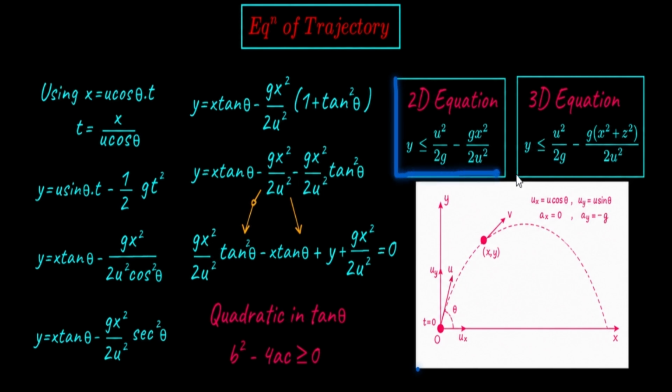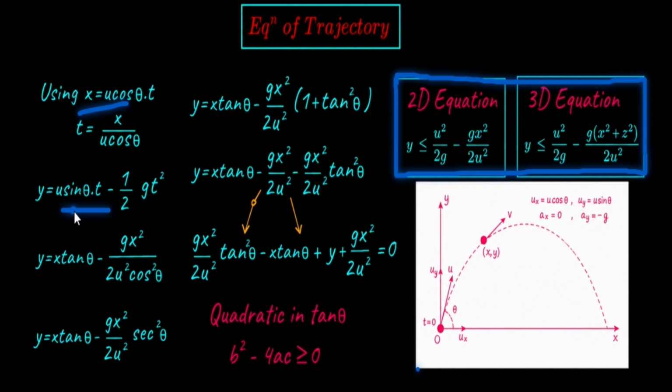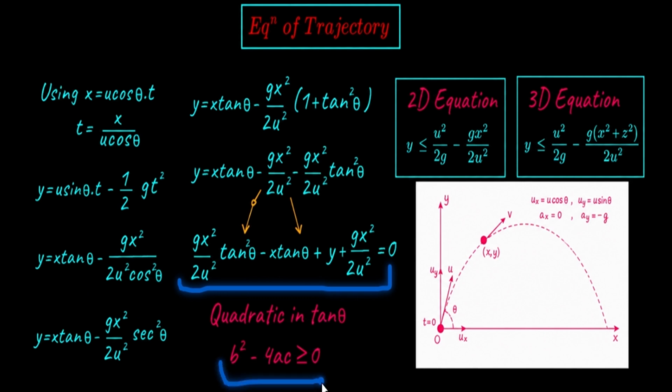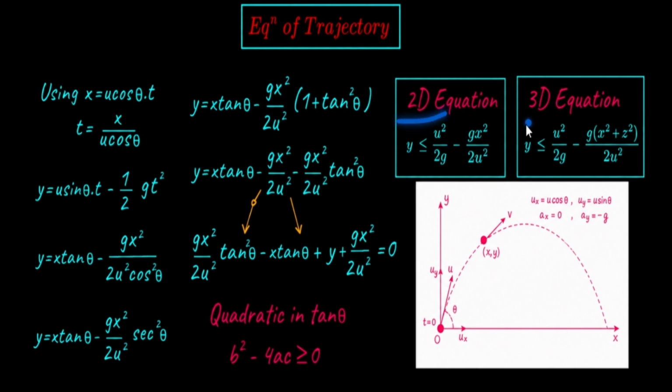Alright, let us now summarize everything on the board. Starting from the top, we began with the parametric equations of motion. Then we eliminated t to get the equation of trajectory. We rewrote it as a quadratic in tan theta. We applied the discriminant condition b squared minus 4ac greater than or equal to 0. And from that condition, we derived the equation of envelope, first in 2D, then in 3D.